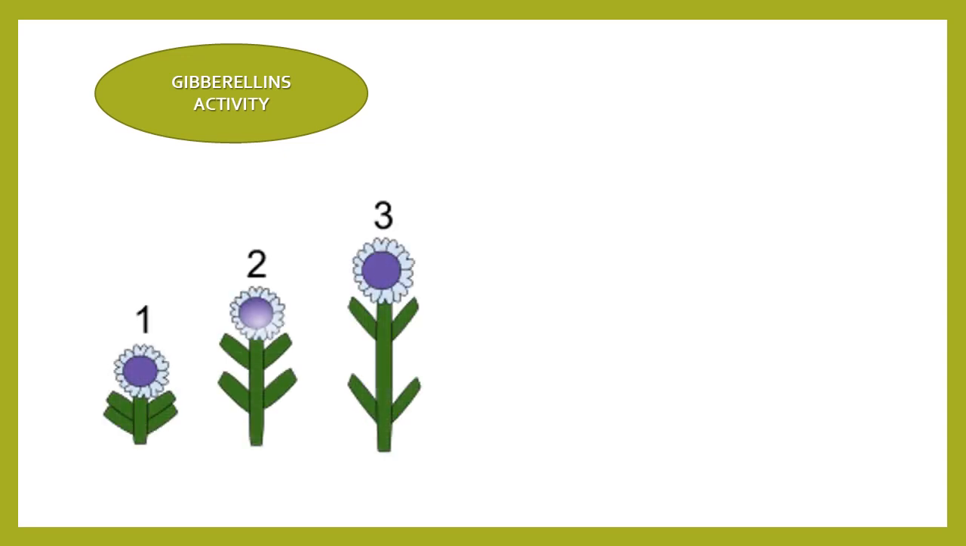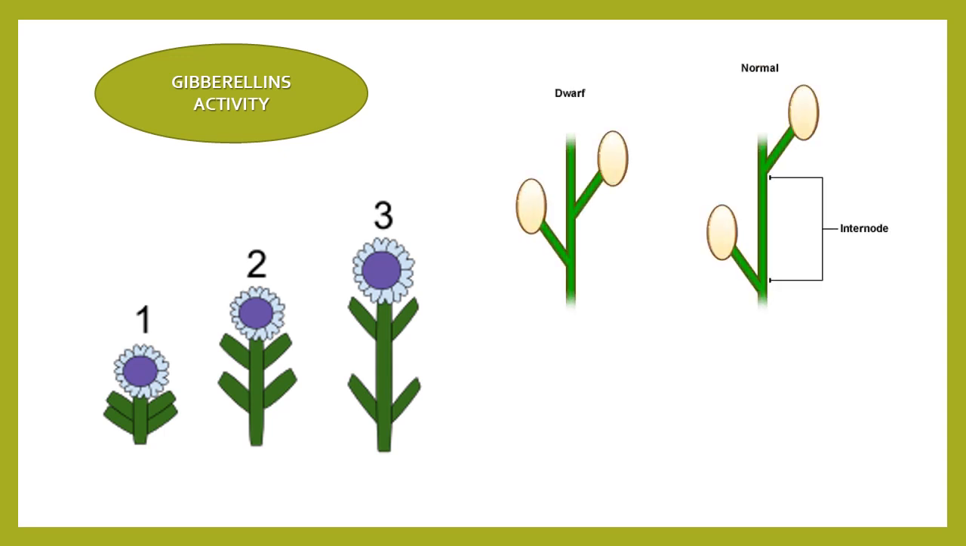Now, gibberellin's activity. You can see the diagram. Same flower, only the difference is the gap between those nodes, the internode parts. That means gibberellin's activity is growth of this internode part. If gibberellin is not there, now I will show you another figure. Try to remember. See, dwarf plant, normal plant. This internode growth is totally with the action of gibberellin. Without gibberellin, the internodes can't grow.